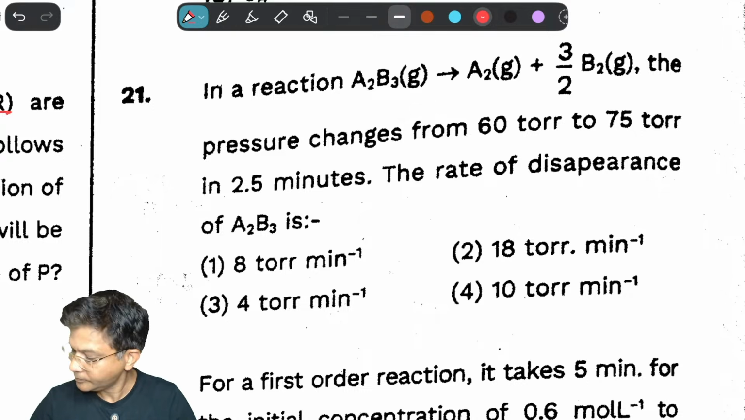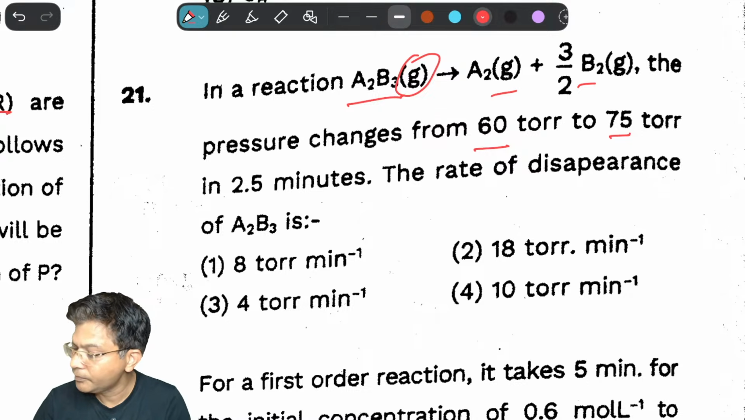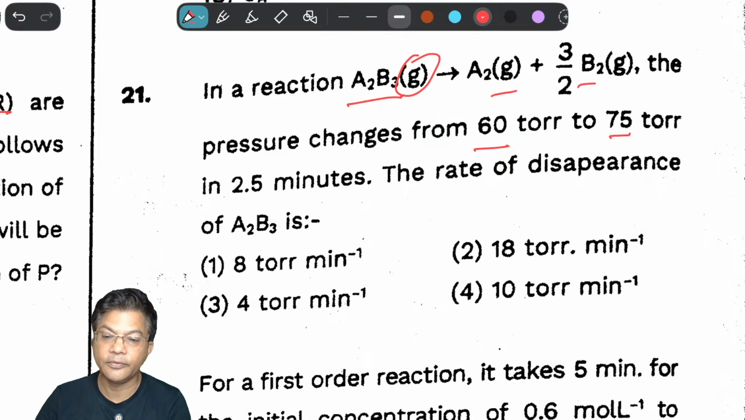21st. In the reaction A2B3 gas, the pressure changes from 60 torr to 75 in 2.5 minutes. The rate of disappearance of... what to do, kids? Looking very tough. How to do it? Who will answer this question?